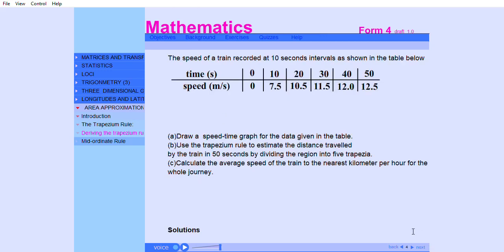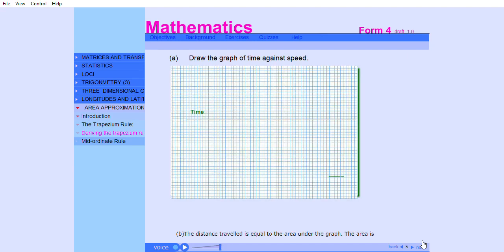Example 1. The speed of a train is recorded at 10 seconds interval as shown in the table below. Draw a speed-time graph for the data given in the table. Use the trapezium rule to estimate the distance traveled by the train in 50 seconds by dividing the region into 5 trapezia. Calculate the average speed of the train to the nearest kilometer per hour for the whole journey. Solutions. Draw the graph of time against speed.